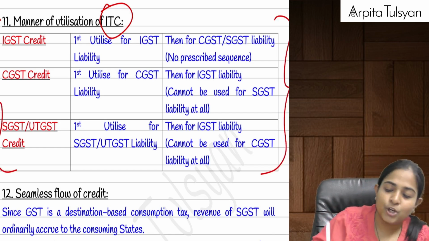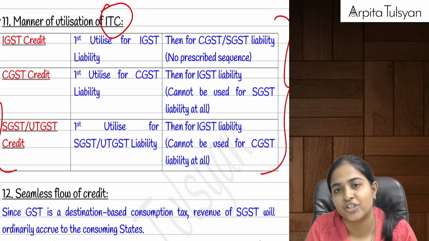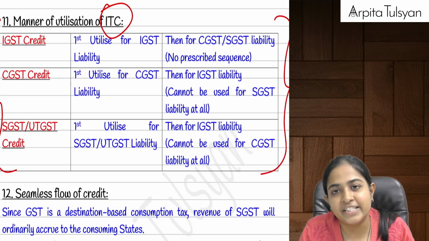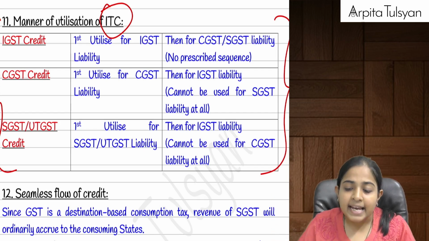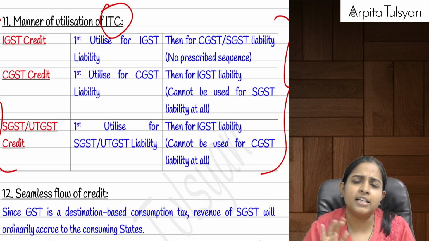Now how to utilize this particular credit? We have done numerical examples in our main lecture. Here, since this is a super quick revision, I am just covering the overview of the same. Now if you have paid IGST, means you have got the IGST credit. Can we use this IGST credit? Yes, first use it for the IGST liability, then use it for CGST, SGST, no problem in that.